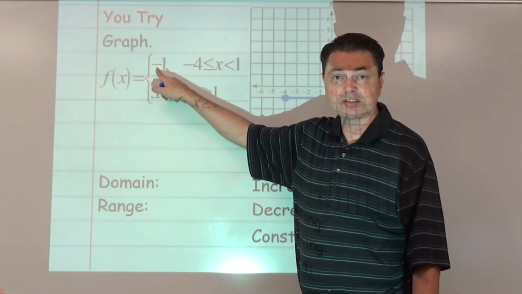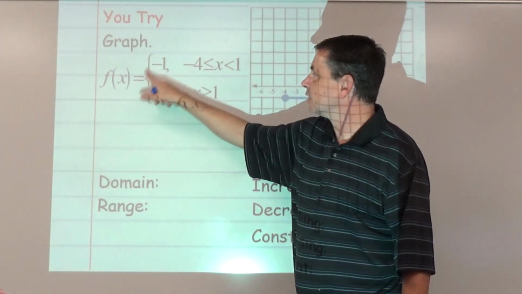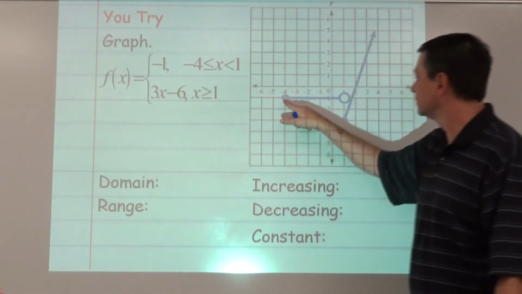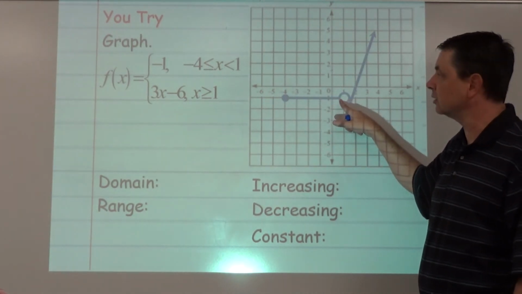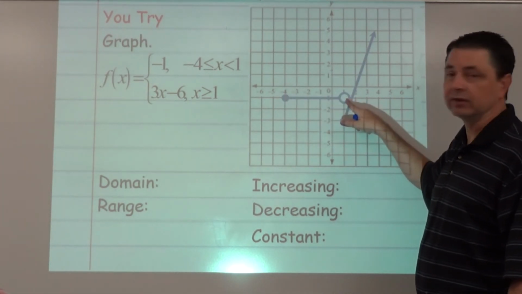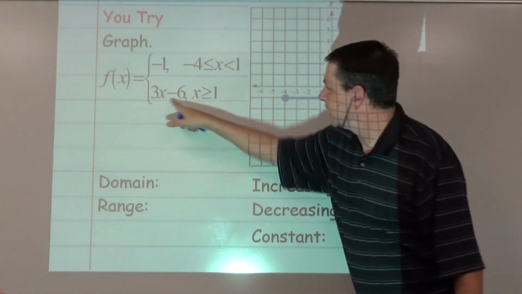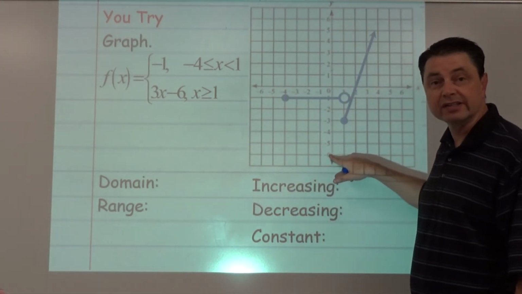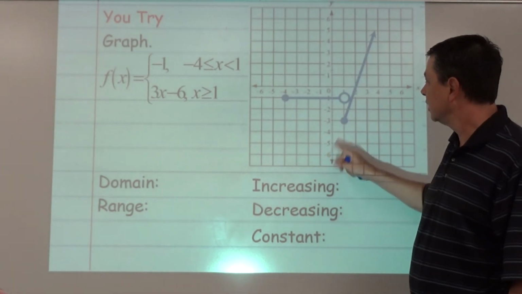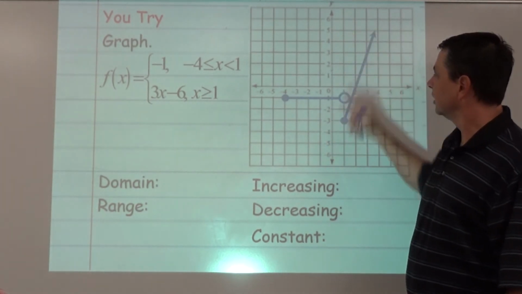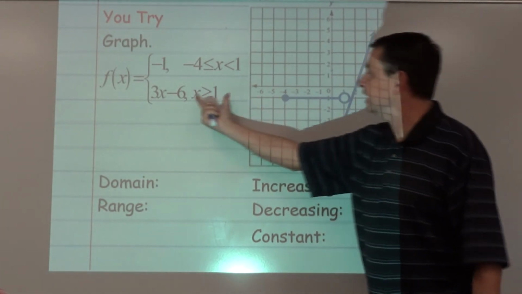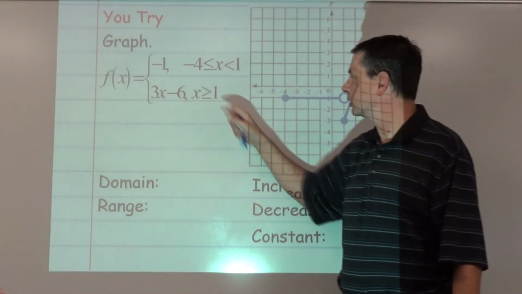Again, there's that constant. y is always equal to negative 1. So that's the horizontal part. Always got a value of negative 1 between here and here. And then y equals 3x minus 6. It would have had a y-intercept at negative 6 with a slope of 3. And this is the part that we keep, the good part, x greater than or equal to 1.